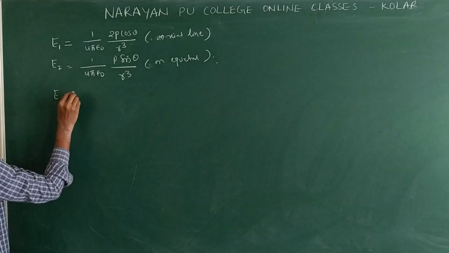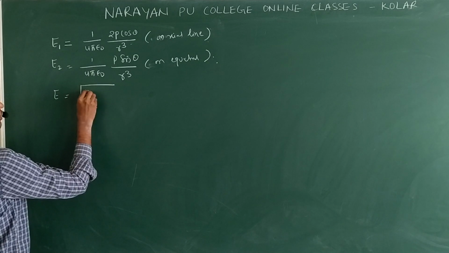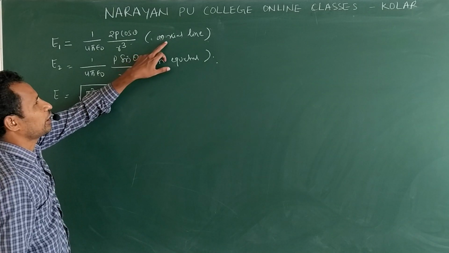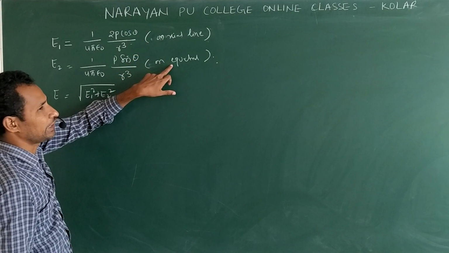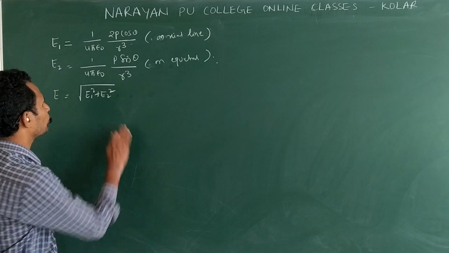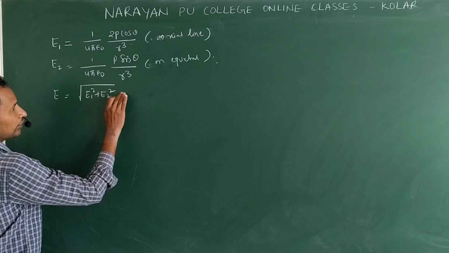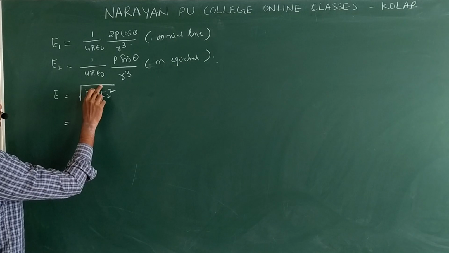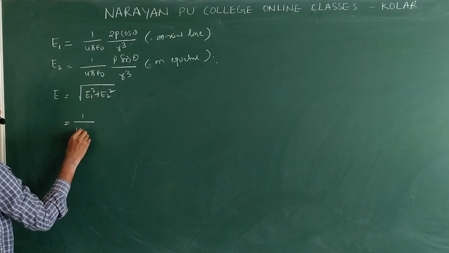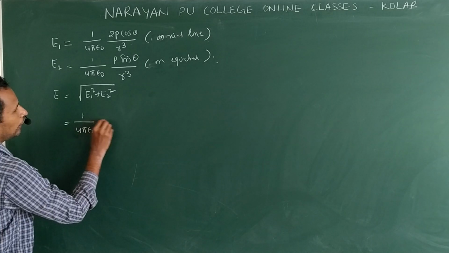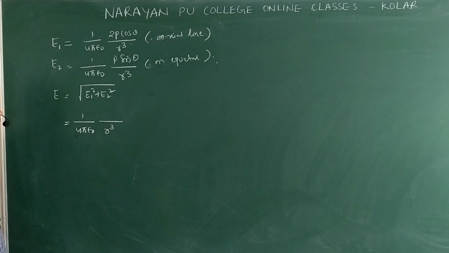Now, total field at any point is E1 square plus E2 square. Angle between axial line and equatorial line is 90, so plus 2 E1 E2 cos 90, which is 0. So I am not writing the next term. Now the square root of E1 square plus E2 square is there. If you take it common, 1 by 4 pi epsilon naught and r cube also come out. Clear?